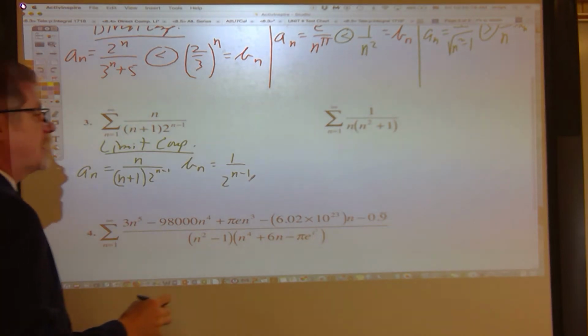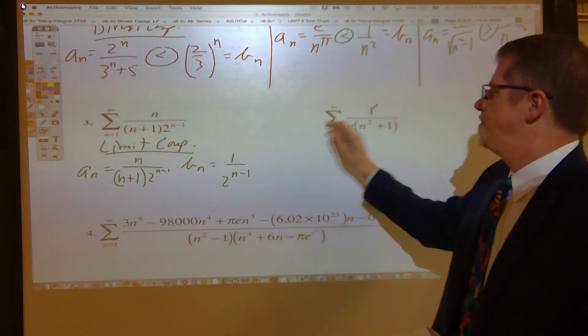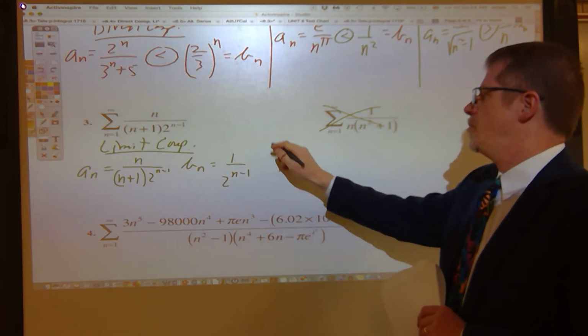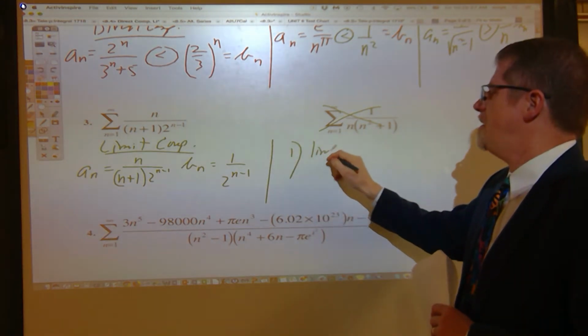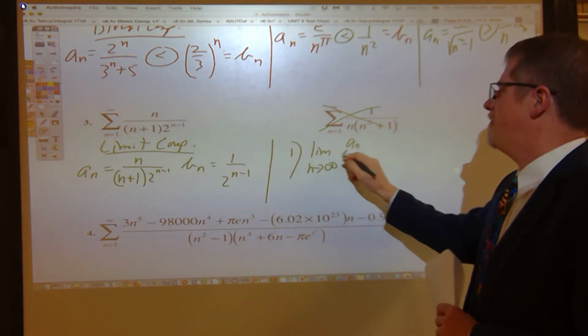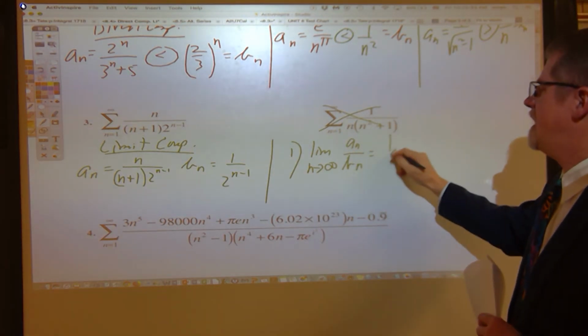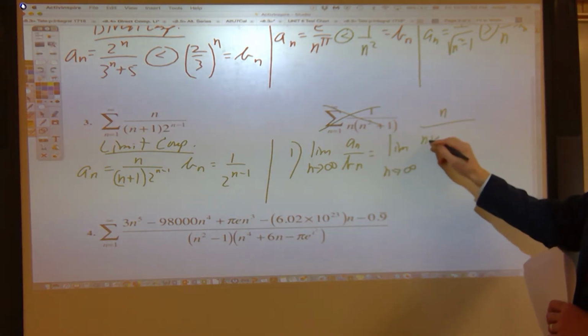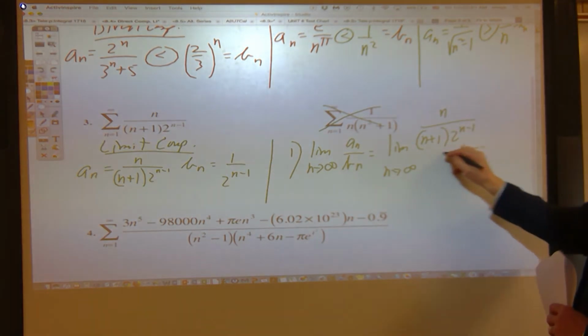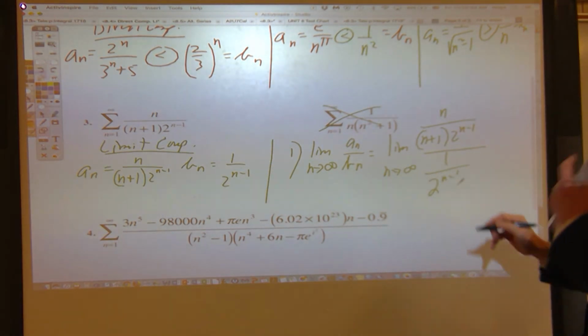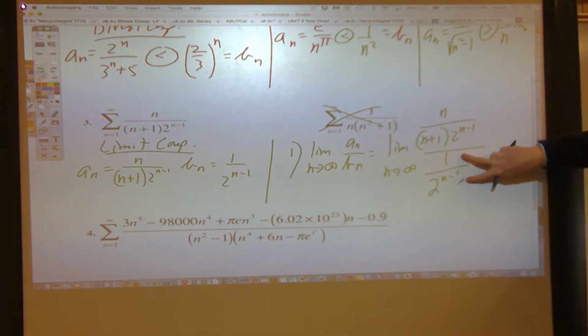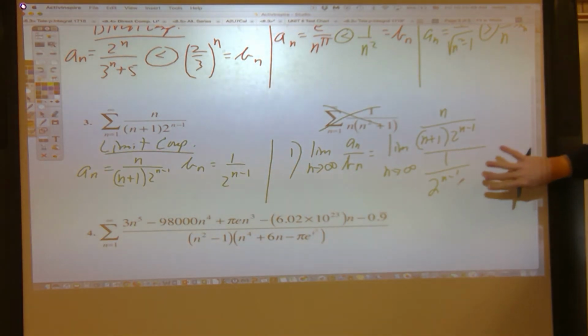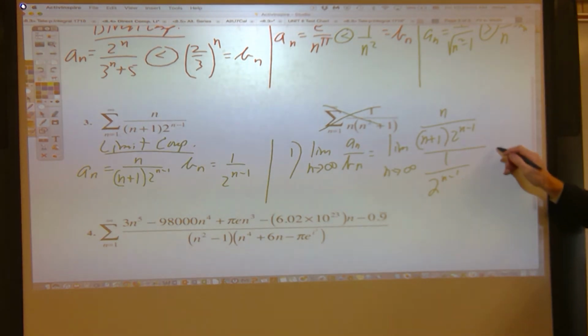Now, look at what happens when I go through the 2 steps. I'm going to skip this problem and just make sure you get one good example. Here's step 1. Take the limit as n approaches infinity of a sub n over b sub n, which in this case is the limit as n approaches infinity of n over n plus 1 times 2 to the n minus 1 over 1 over 2 to the n minus 1. Notice how when you flip the denominator fraction up top, the 2 to the n minus 1s are going to cancel, and you just get degree 1 over degree 1 equals 1, which is in the greater than 0 category.